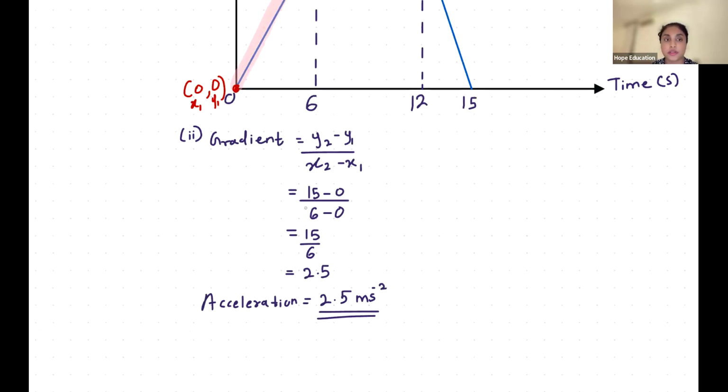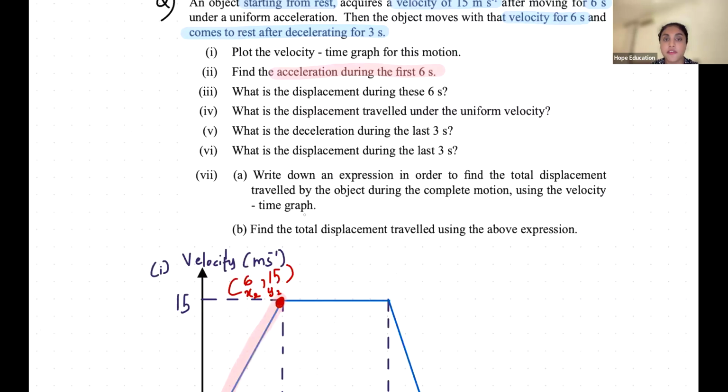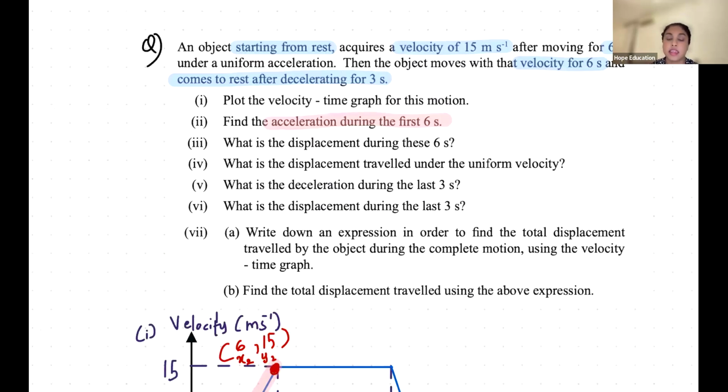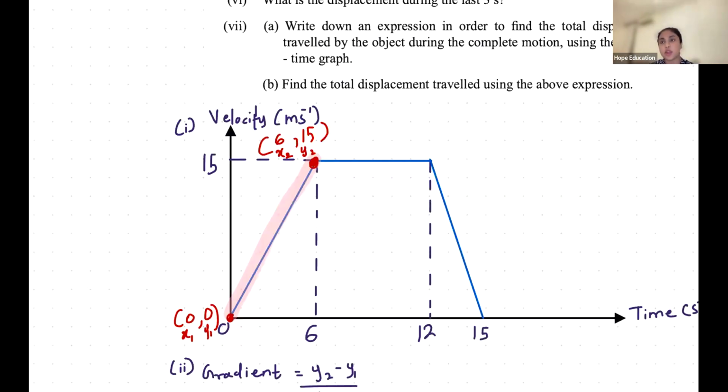Okay. Next question. Find the displacement during these 6 seconds. How do we get the displacement from a velocity-time graph? We know that acceleration you get from the gradient. How do you get the displacement?